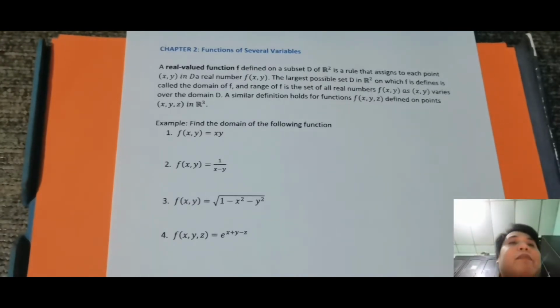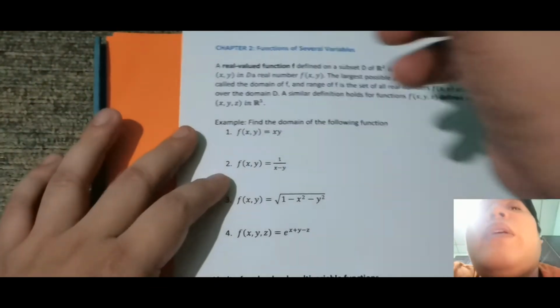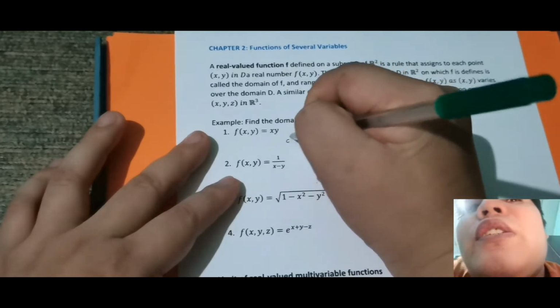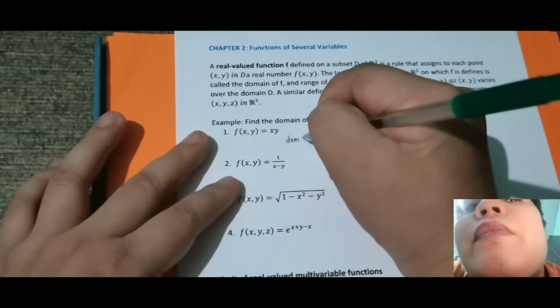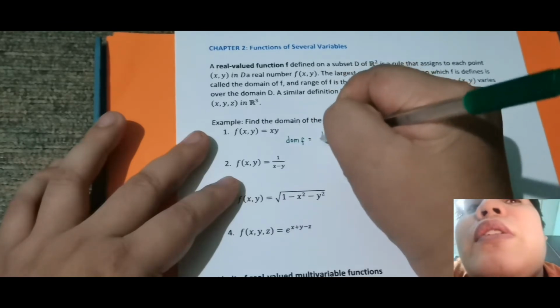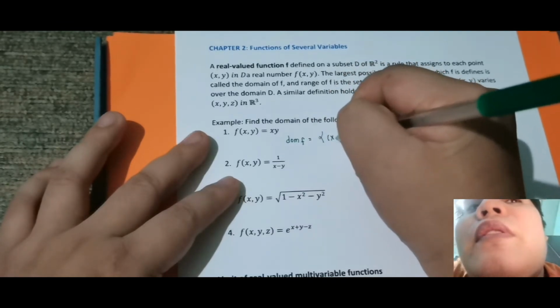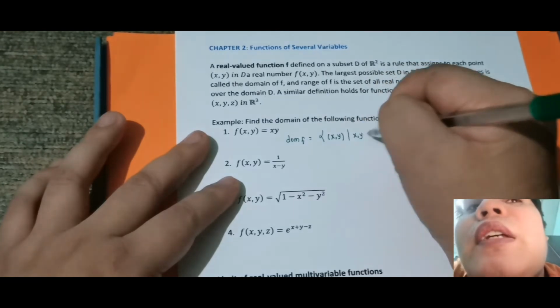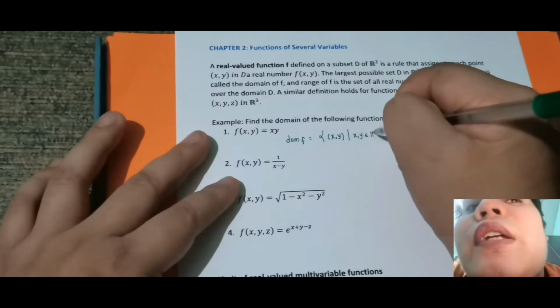Okay, so for number 1, find the domain of the following. For number 1, f of x, y is equal to xy. So anong klaseng value ng x, y yung kailangan natin para siya ay maging defined? So this is the domain of f, is just equal to the set containing x, y such that x and y are both element of real number.